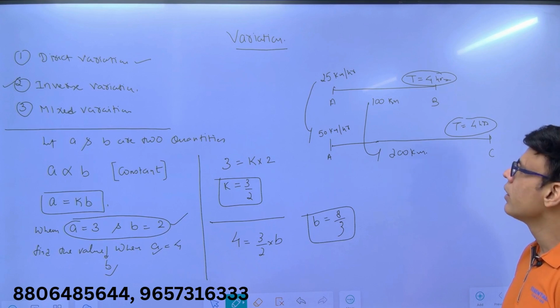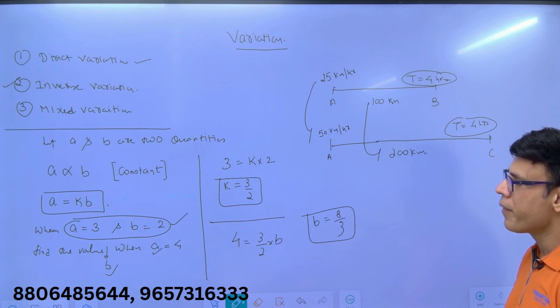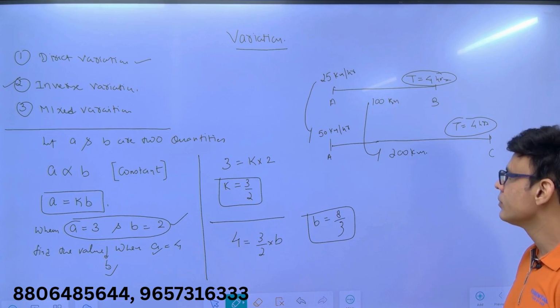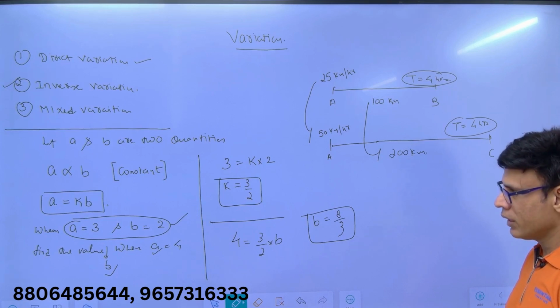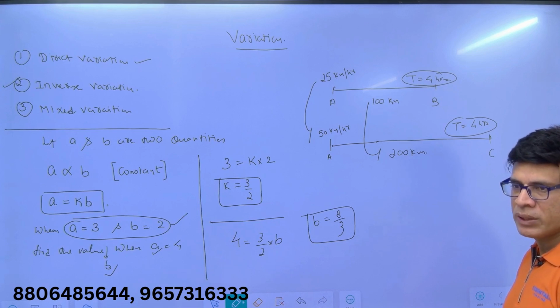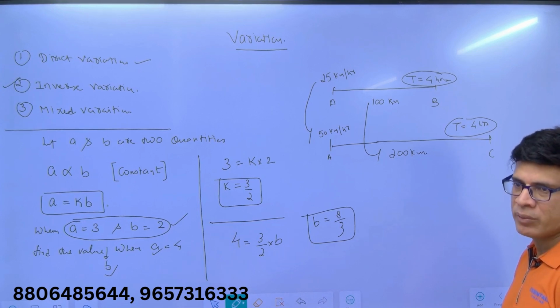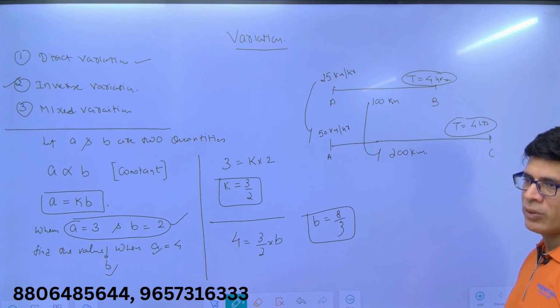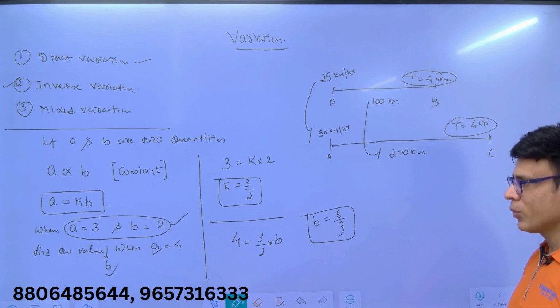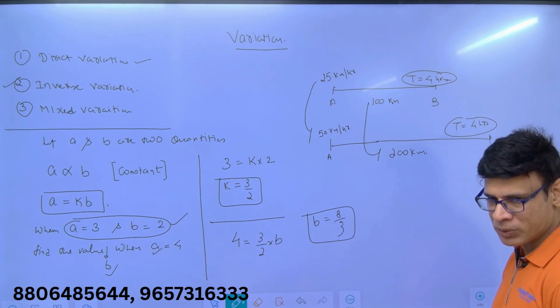Understood? I can also write A is directly proportional to root of B or square of B or cube of B, cube root of B. I can frame questions depending on that; there are different types of questions which can be framed in this. But you should know the meaning of directly and inversely proportional.